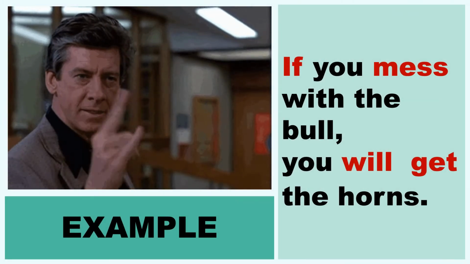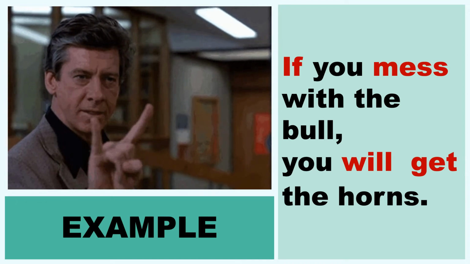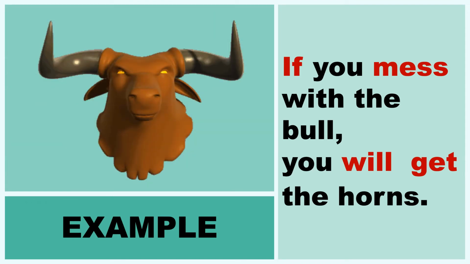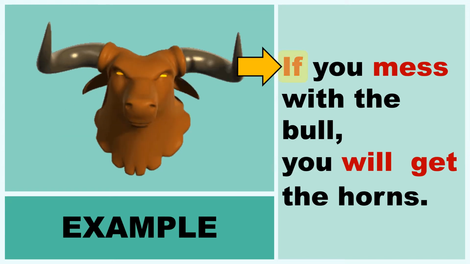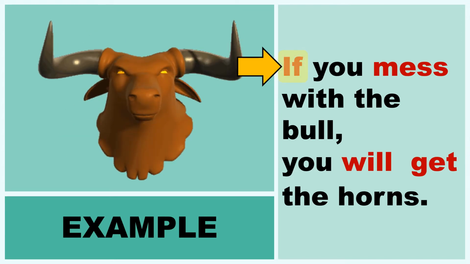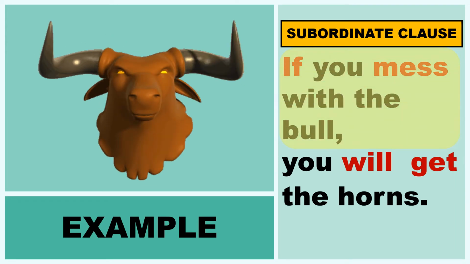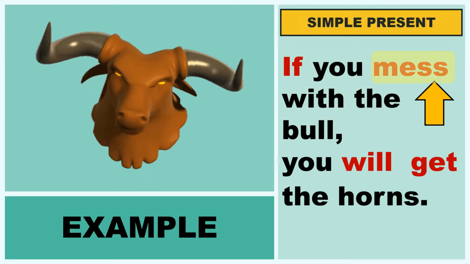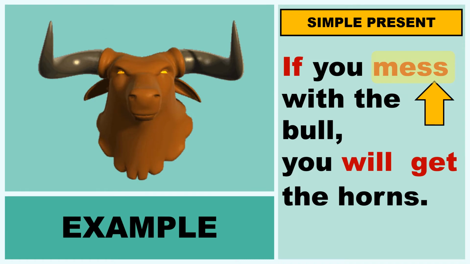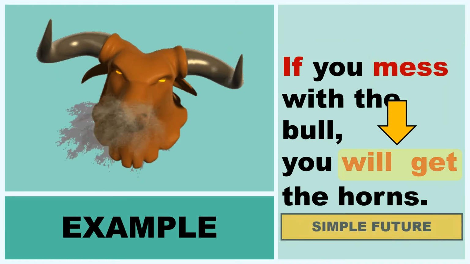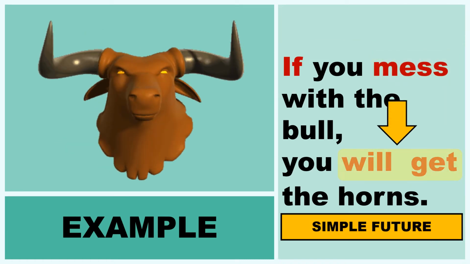Another example, if you mess with the bull, you will get the horns. Again, here we have the subordinate conjunction, if, which shows that we have a subordinate clause. Within that clause, we have mess, which is the simple present. And within the independent clause, we have will get, the simple future.